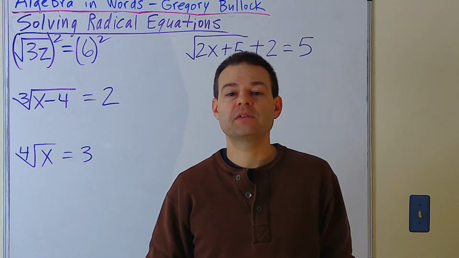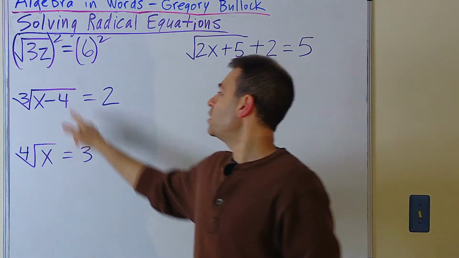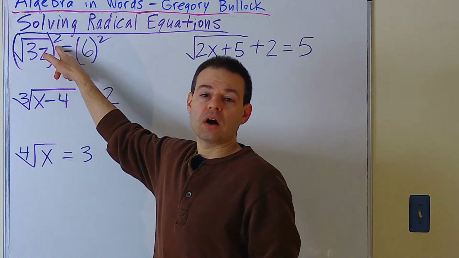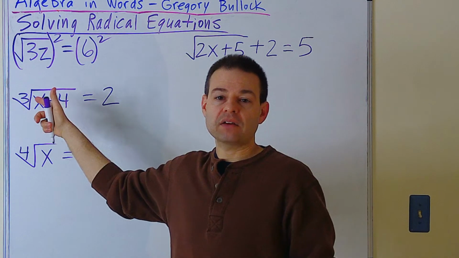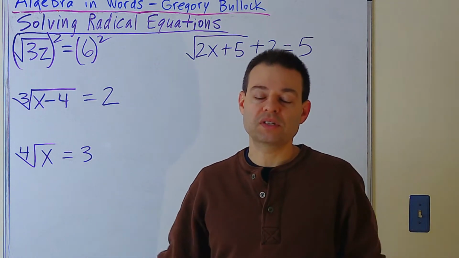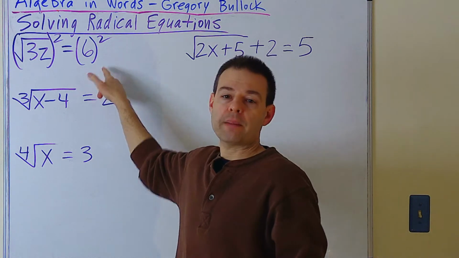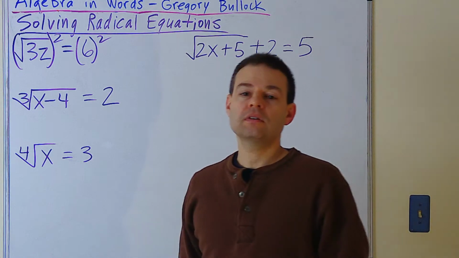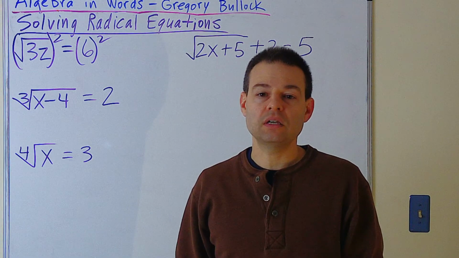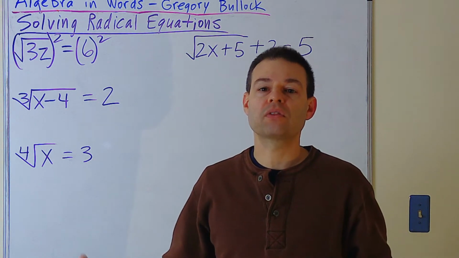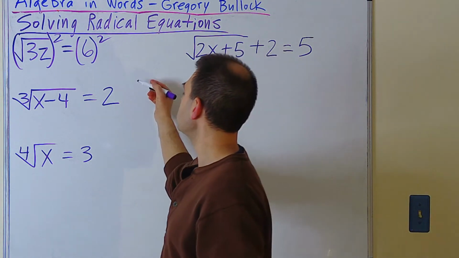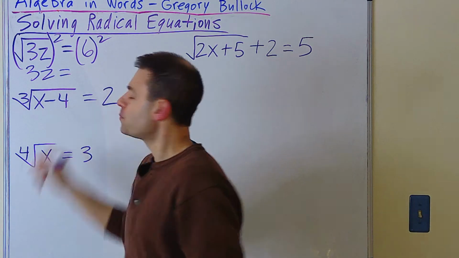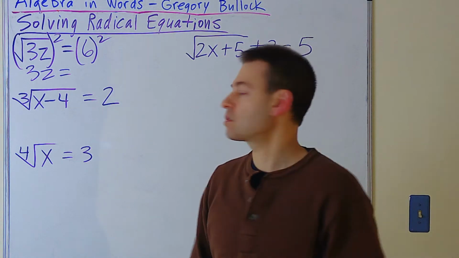And the reason behind that is because if you remember, when you have a radical where the root and the power are the same, it eliminates the radical and you're left with the base, what's inside. And then whatever happens on the right, make sure you apply the proper power. So on the left, the square root of 3z squared equals the base, or the radicand, 3z. So let's write that here. And 6 squared is 36.